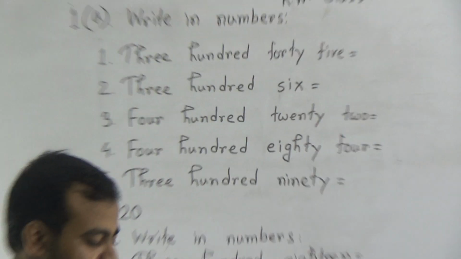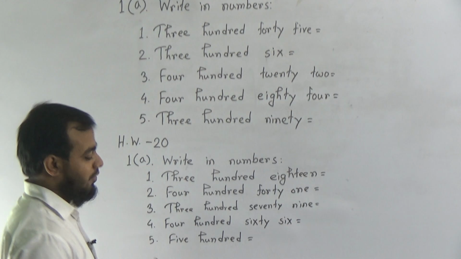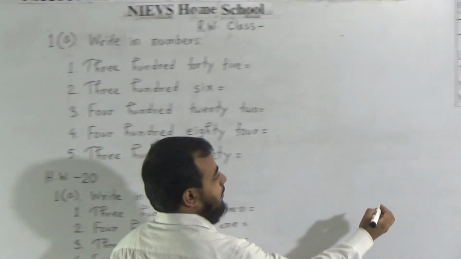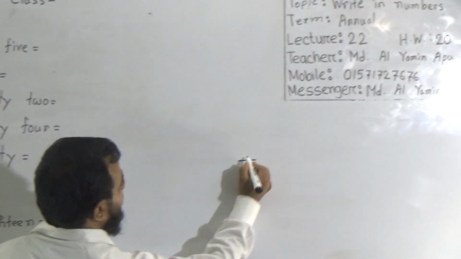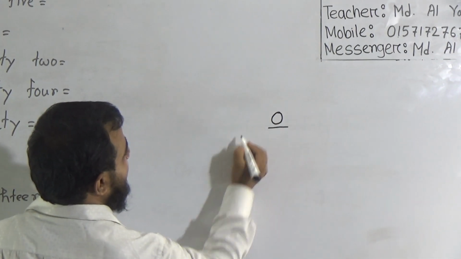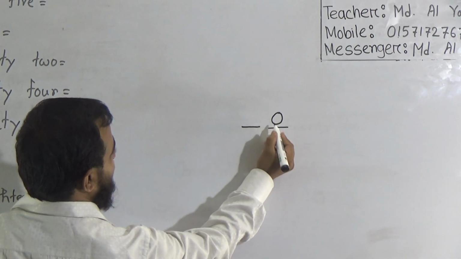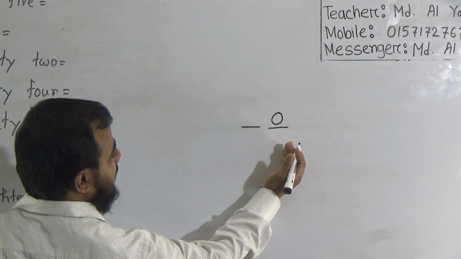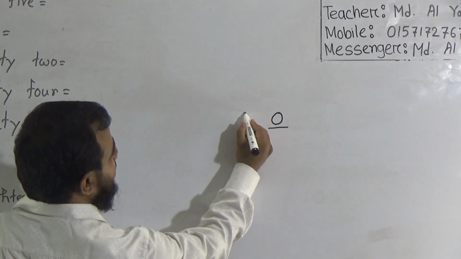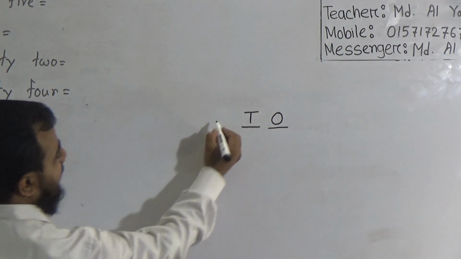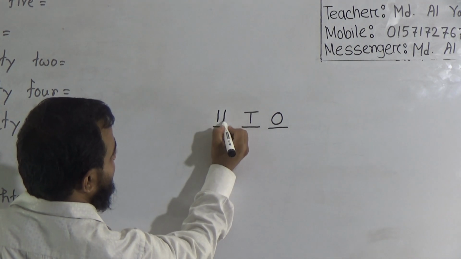Now look at the board, students. For writing numbers, we have to know the place value. From the right side, the first one is the ones place, the second one is the tens place, and the third one is called the hundreds place.